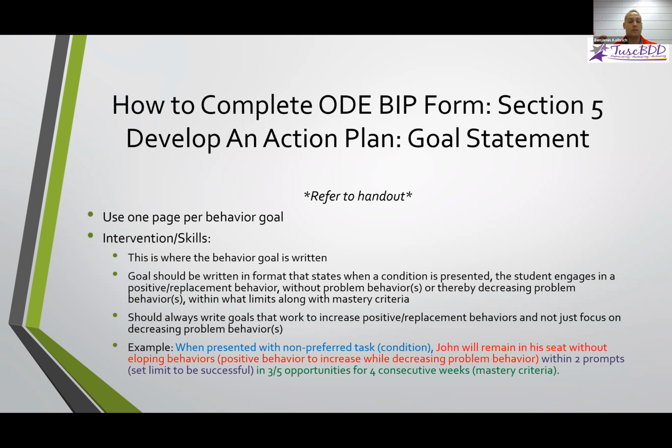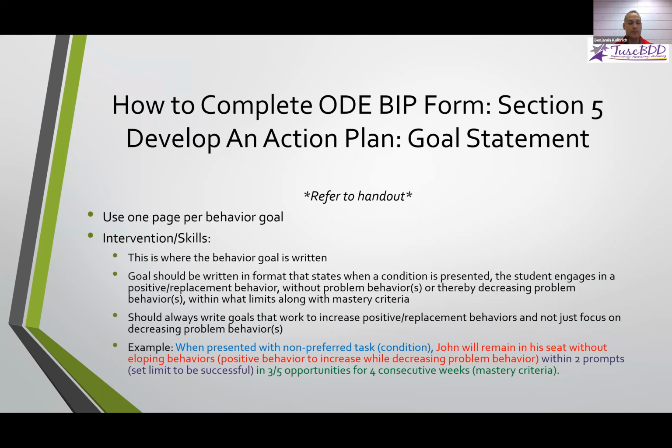So you should always write goals that work to increase positive replacement behaviors and not just focus on decreasing problem behaviors. Basically, all that's saying is that you want to write these goals in a positive manner and not a negative manner. I don't want to write a goal where it says that Johnny will decrease hitting by 50% over the next 3 weeks, because that's very negative, or it seems like you're just focusing on hitting. You're not talking about a positive way of decreasing hitting. So if you want to decrease hitting, you want to write it in a way where it's like, what are you replacing it with? What positive behavior are we trying to increase?